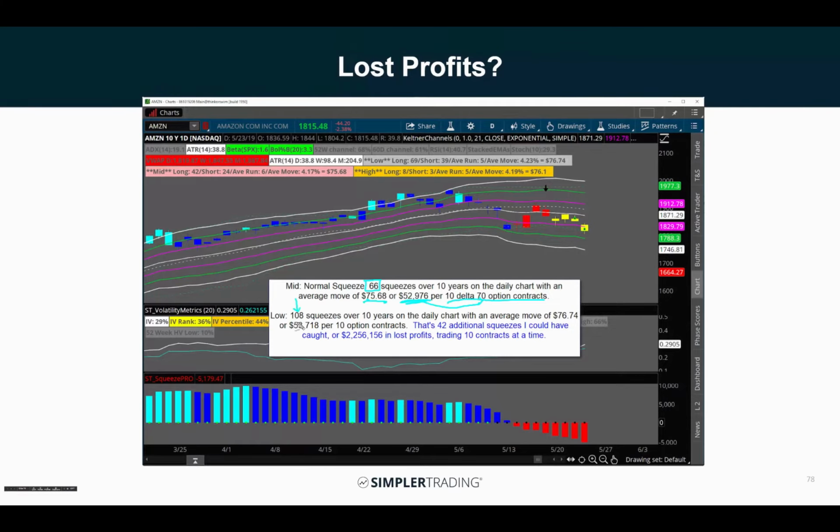Okay. How many black dot squeezes were there? 108 over 10 years on a daily chart with an average move of about $1 more, okay? Or if you're using 10 Delta 70 options, that's $53,000 per instance. That is 42 additional squeezes I could have caught, or $2.2 million in lost profits trading 10 contracts at a time. That was the one that really gave me the sad face, because I was thinking like, okay, this new squeeze, I'll get like, instead of 5 signals, I'll have 6, and yada yada yada. So that really opened my eyes, and it did make me cry real man tears for a few minutes.